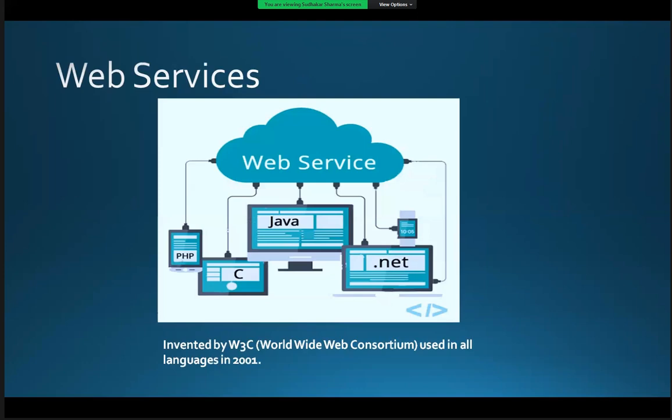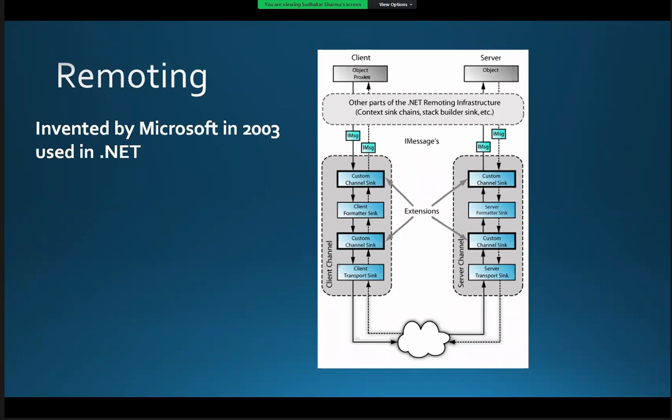And we have web services. It is known to all technologies. So PHP, Java, .NET, everyone can use this. Web services, invented by W3C. And remoting is related to .NET, Microsoft. These are distributed computing architectures. So distributed applications are these. That is how they work.